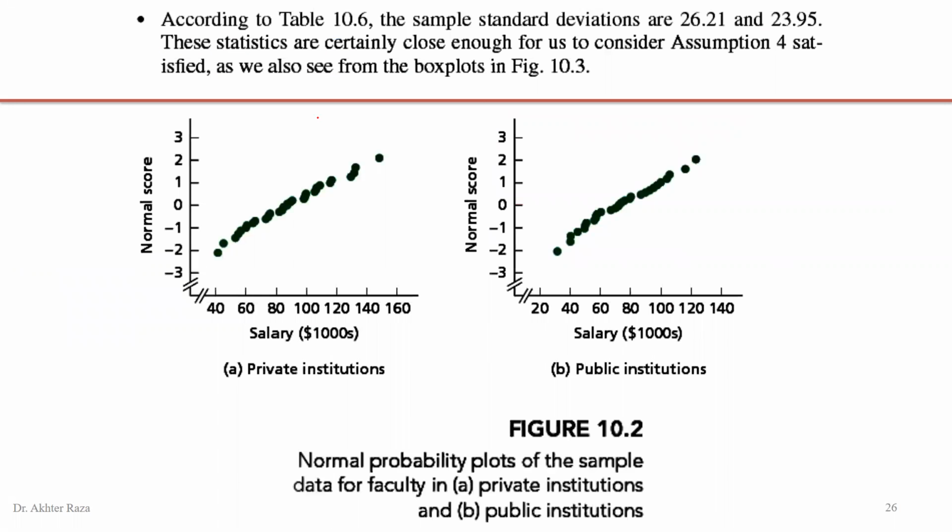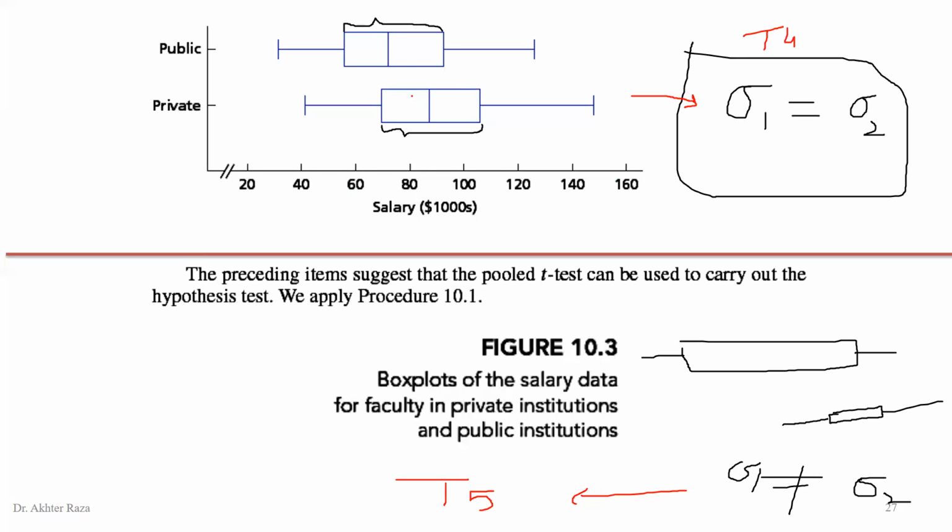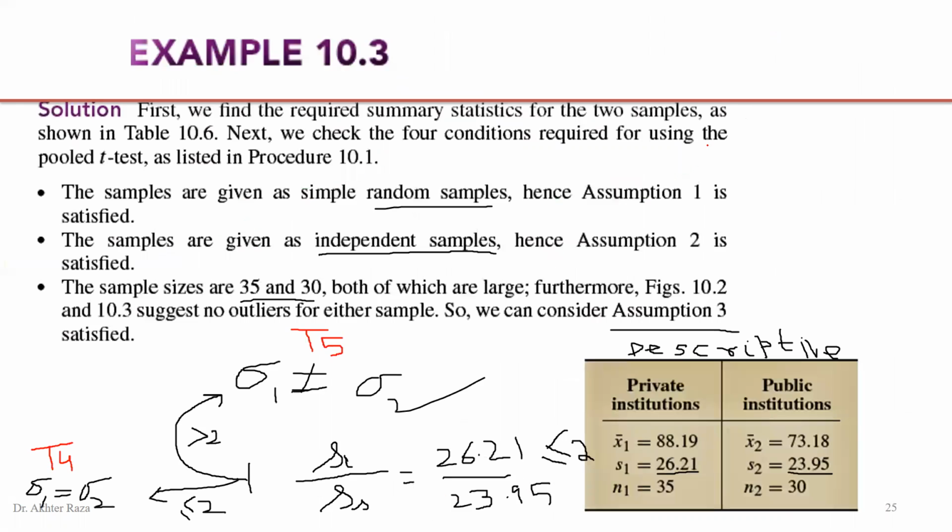In this problem, we have this situation of the box plot, which is quite realistic, and we can solve the hypothesis by T4, which is a pooled t-test. This ratio also confirms that the pooled t-test is appropriate because the ratio is smaller than 2 in this scenario. So we have to apply T4 to solve this problem.